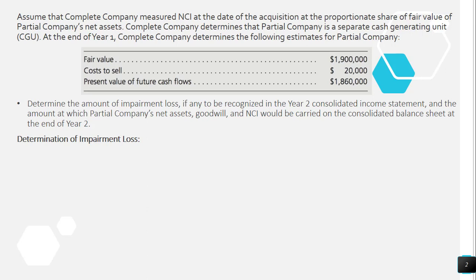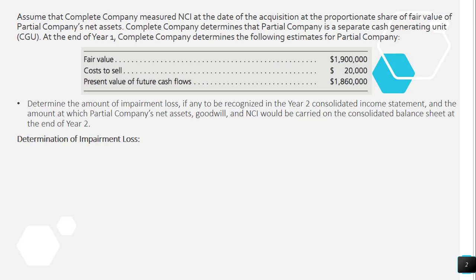Complete Company has determined that Partial Company is a separate cash-generating unit. And so at the end of year 1, Complete Company determines some estimates for Partial Company, such as fair value of $1.9 million, cost to sell of $20,000, and the present value of future cash flows at $1.86 million. What would be the impairment loss, if any, that would have to be recognized in the year 2 consolidated income statement of Complete Company? And what would be the amount at which Partial Company's net assets, goodwill, and non-controlling interest would be carried in the consolidated balance sheet at the end of year 2?